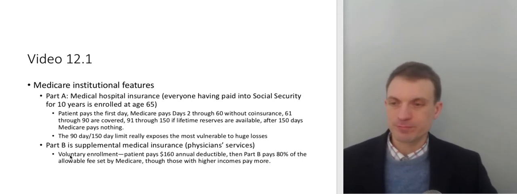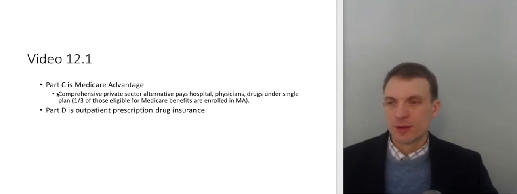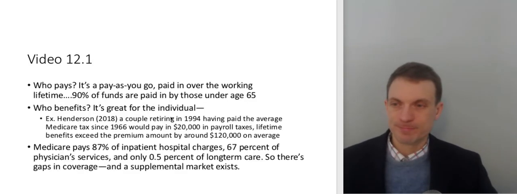Hospitalization is extremely expensive. Medicare Part B, medical insurance, covers physician services. Here there's a voluntary enrollment structure where patients have to elect to enter and then pay a $160 annual deductible. Medicare Part B would pay 80% of the allowable fee set by Medicare, and those with higher incomes would be responsible for more. Part C is Medicare Advantage, with maybe 1/3 of those eligible for Medicare benefits enrolled in it, which pays for hospital, physicians, and drugs under a single plan. It's a private sector alternative. And then Medicare Part D is outpatient prescription drug insurance.